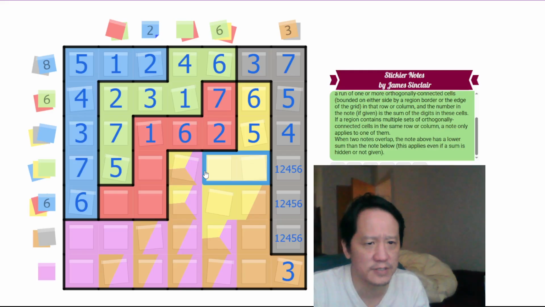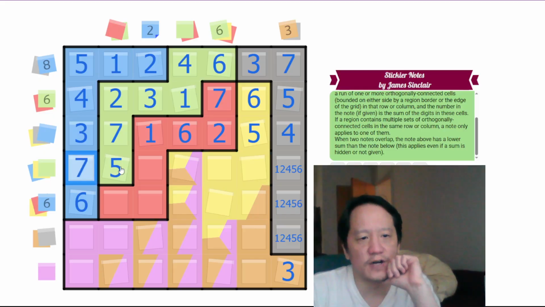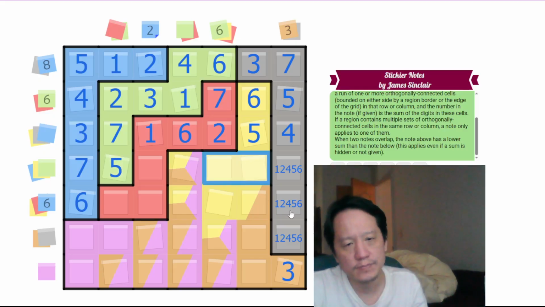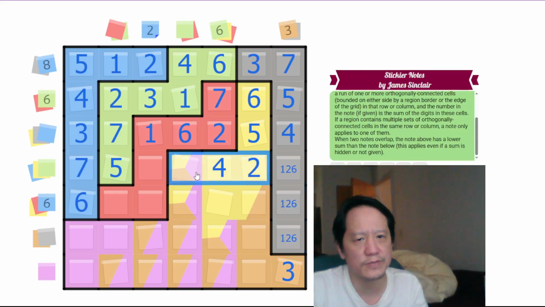This must add up to 6 because it's between 5 and 7. So this is 2, 4 as a pair. This can't be 2 because of 2 in the column, so this is 4, that's 2. This cannot be yellow. Actually, this could have been 1, 2, 3.